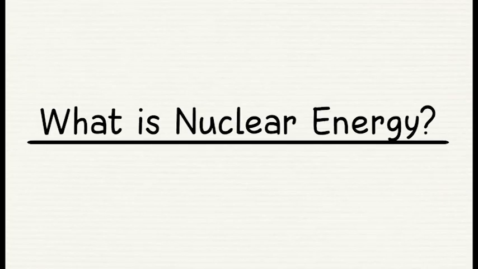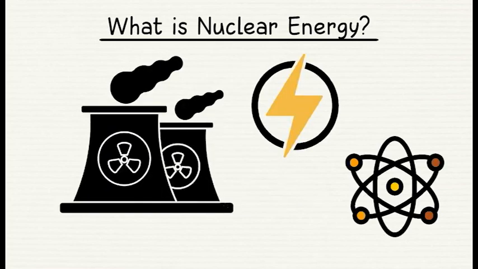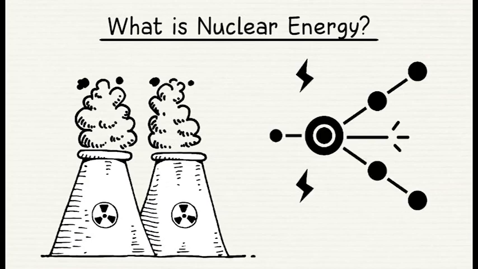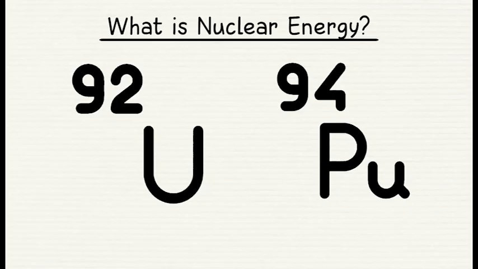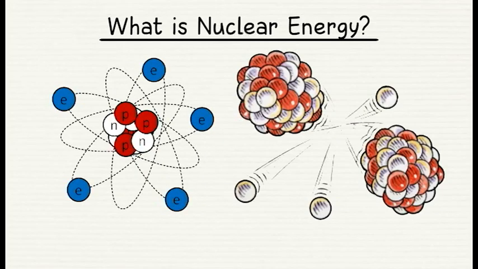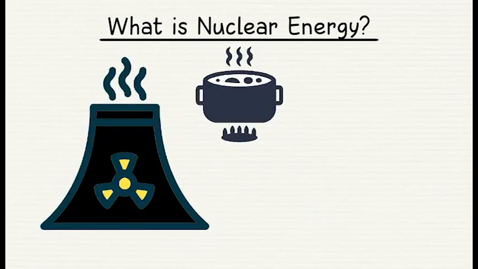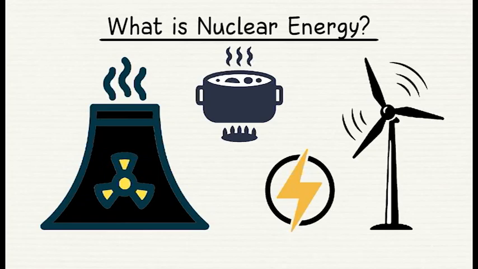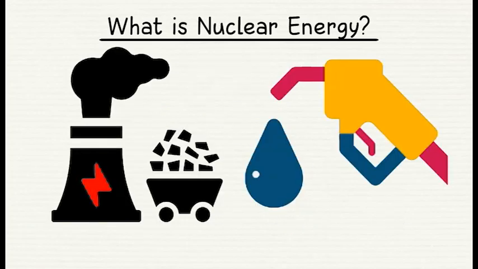What is nuclear energy? Nuclear energy is the energy released from the nucleus of an atom. It is mainly produced through a process called nuclear fission, where atoms of uranium or plutonium are split. When these atoms split, they release a huge amount of heat energy. This heat is used to boil water, produce steam, rotate turbines, and generate electricity, similar to how coal power plants work, but with a different fuel.